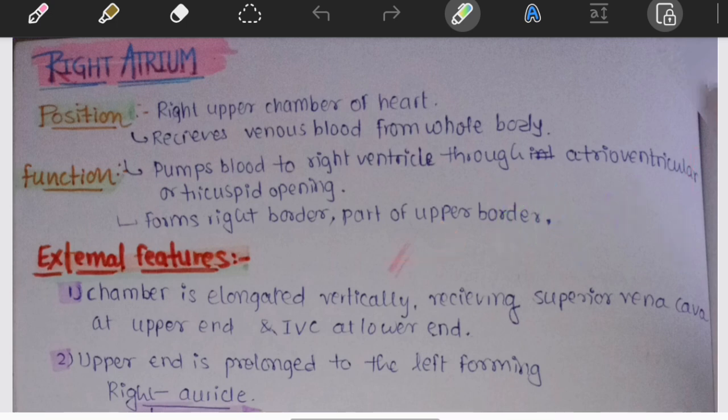Let's see the position and function. The right atrium forms the right border of the heart and contributes to part of the upper border. Its function is that it receives venous blood from the whole body and pumps that blood into the right ventricle through the tricuspid opening. Simple. Receive and then pump.